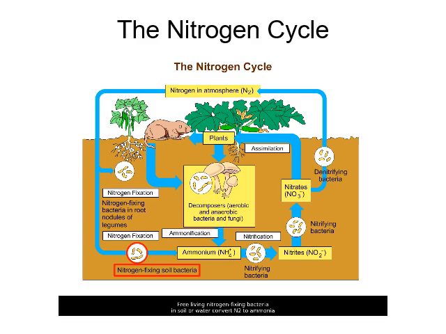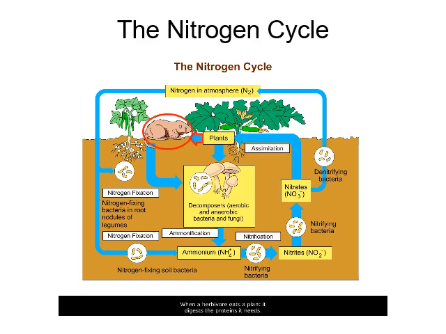Free-living nitrogen-fixing bacteria in soil or water convert N2 to ammonia, NH3, which then picks up another H+ ion to become ammonium, NH4+. After nitrogen is fixed, some of the NH4+ is taken up and used by plants. Nitrifying bacteria in the soil also convert some of the NH4+ to nitrate, NO3-, which is more readily absorbed by plants. Plants use the nitrogen they assimilate to synthesize molecules such as amino acids, which are then incorporated into proteins.